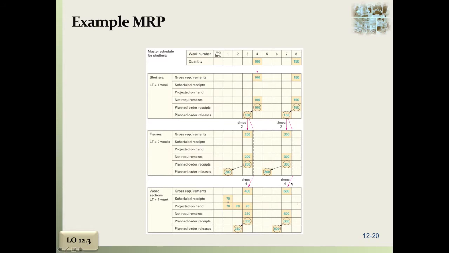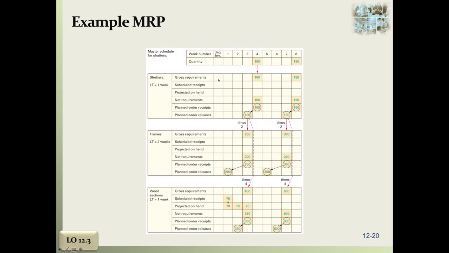The same thing happens for the 150 order of 150 shutters. I have to multiply that by 4, so that's 600 wood sections I need. I have none on hand anymore because I used them all, and then I'll have to order 600 on week 7. So then by week 7, I have all 600 of my wood sections, and I have all 300 of my frames, so I can build my 150 shutters for week 8, because it takes a week. I hope that makes sense.